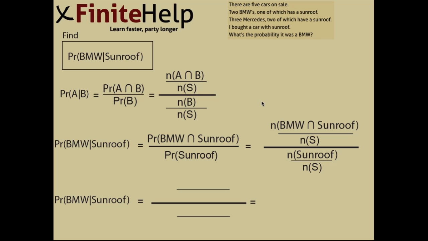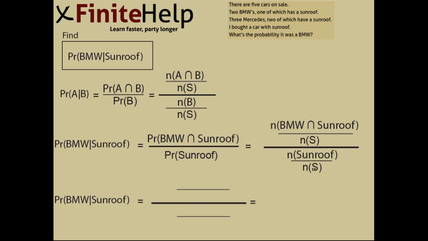So now let's go through and replace A and B with BMW and sunroof. As you can see, I've already done that. Now we can just start plugging in the specific values to solve the problem. It's usually easier to start by finding the denominator, which is the probability of sunroof.